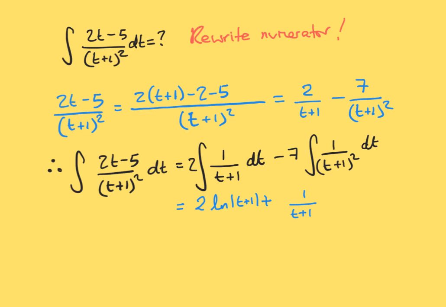This is t plus 1 to the minus 2, but we need that factor of 7, so let me just change this 1 here in the numerator into a 7 and add an integration constant. So that is our value for this integral.